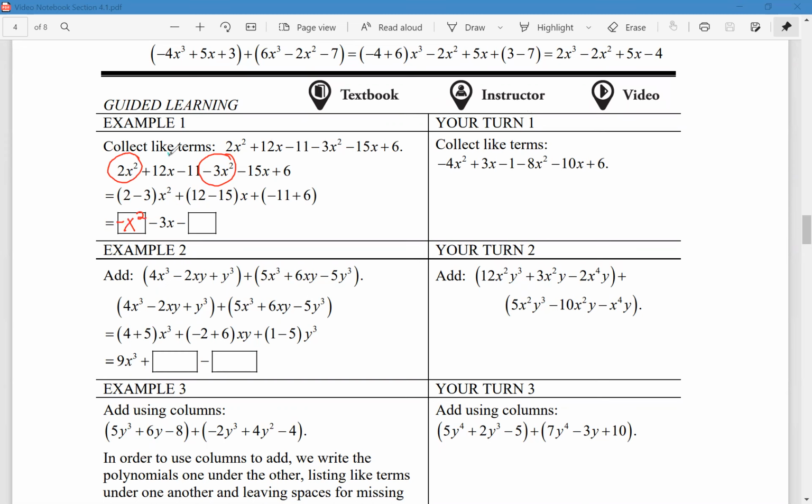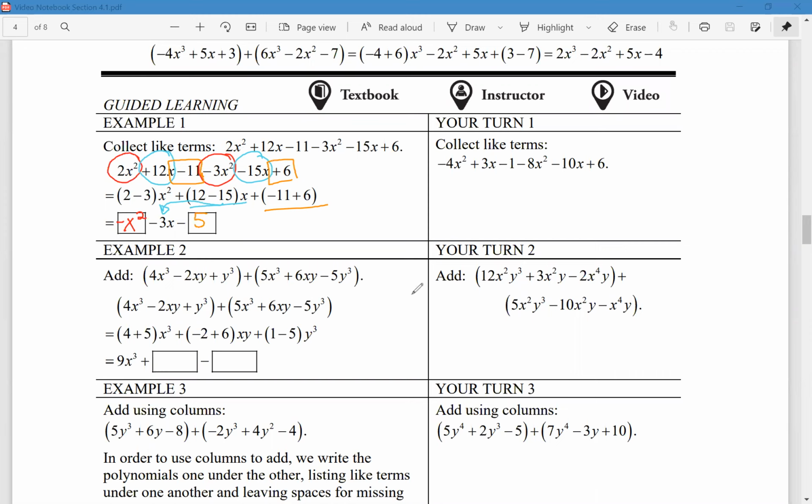Next, we would have the plus 12x minus 15x. So that's what's going on in the second term here, second parentheses. 12 minus 15 is -3. So that's this -3x for the middle term. It's already been written. And finally, the last two terms are constant terms. Those are alike, -11 plus 6, and that would be -5. The minus sign's already there, so you can just write the 5 in the little box there.